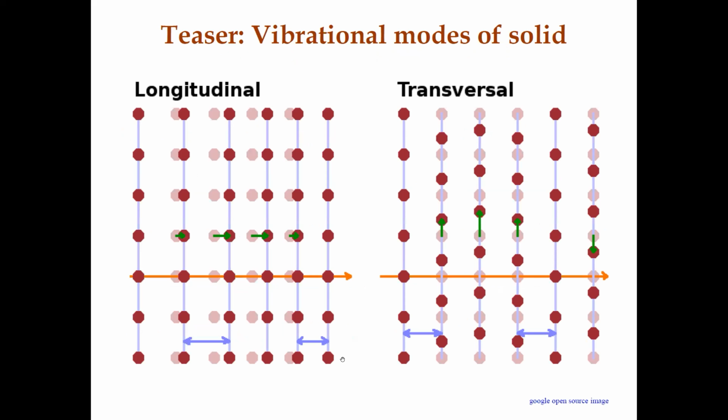So now there is a teaser for you. Vibrational modes in a solid. How many vibrational modes should exist in a solid? Hello? No, I think three, because if it's a three-dimensional solid object, then three different modes.